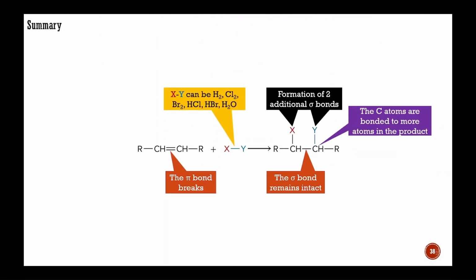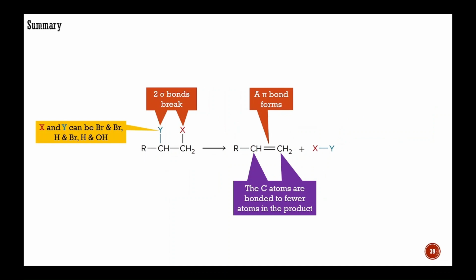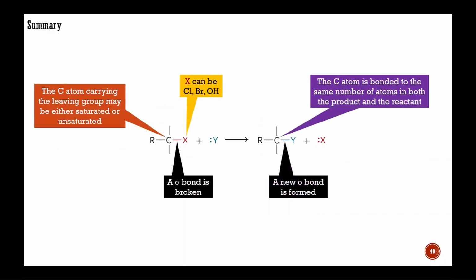To sum up, in this lecture, we discussed the main types of organic transformations. You saw that in an addition reaction, a pi bond breaks, and the two carbon atoms become bonded to more atoms in the product. You also learned about elimination reactions, where a pi bond forms, and the two carbon atoms end up bonded to fewer atoms in the product. Then, we discussed substitution reactions, in which one atom bonded to carbon is replaced by another, while the total number of atoms bonded to the carbon remains unchanged.